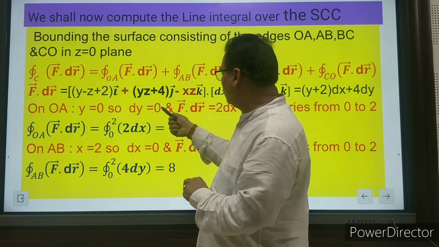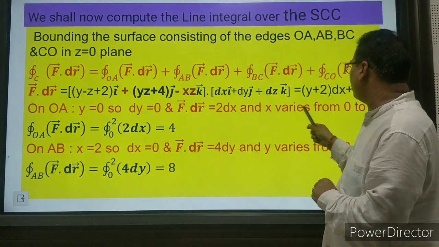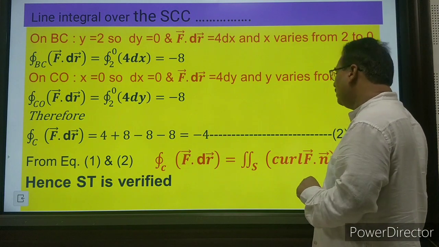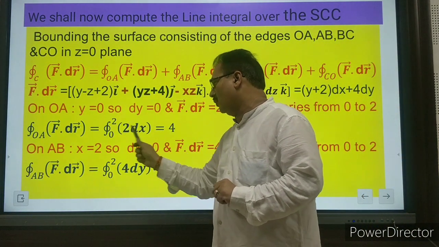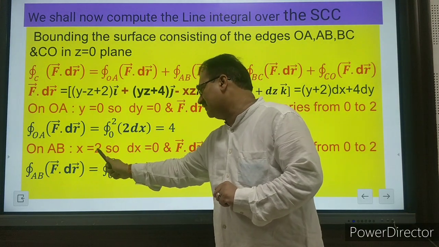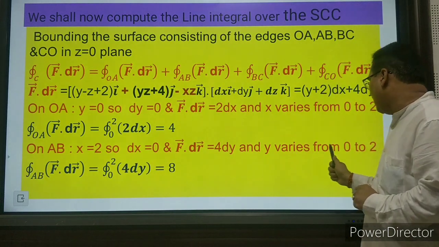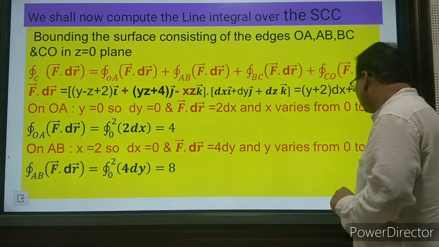So dy is 0, and if dy is 0, then F·dr is 2 dx, and x varies from 0 to 2. Mind it, x varies from 0 to 2. Then you will get the integral from 0 to 2 of 2 dx, which is 4. Along AB, similarly x is 2, so dx is 0, and F·dr is 4 dy, and y varies from 0 to 2. Then after integration, you will get 8.